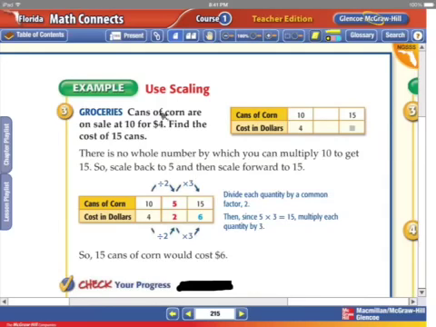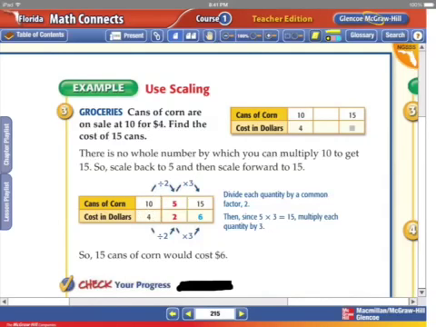Alright, the last one, scaling. These ones are a little bit more difficult because you need to start thinking of factors that'll go into both the number you're starting with and the number you're trying to end with. So, here we have cans of corn are on sale, 10 for $4, find the cost of 15 cans. Well, if I'm thinking about this, the past ones we did, I either just multiplied or divided this original number and it got me to where I need it.